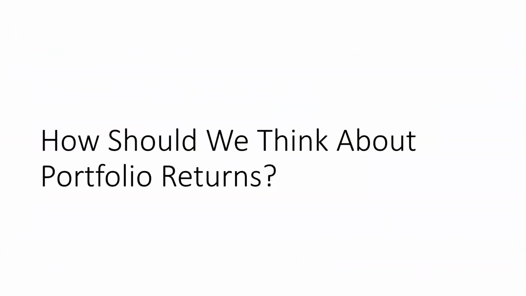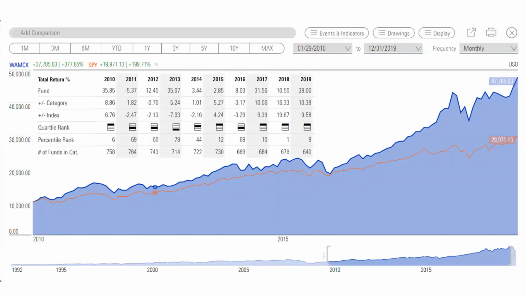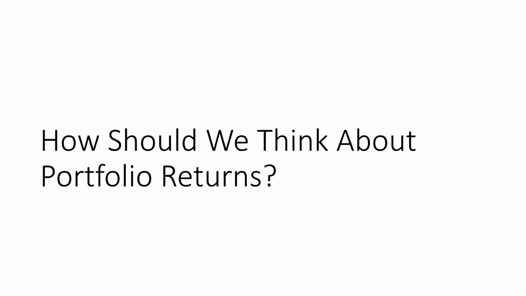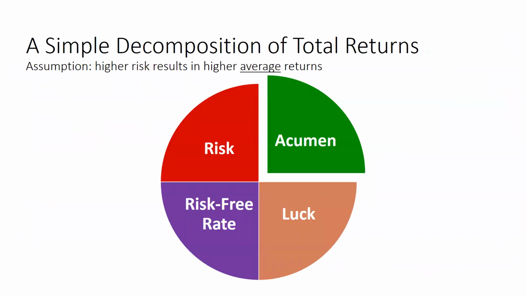But I want to pose this question: how should we think about portfolio returns? Should we simply look at a graph? Should we add a little bit of data? How should we really conceptualize total returns to an actively managed portfolio? I want to propose a very simple decomposition. We could get into the weeds on this, but I'm going to keep us at a high level. We could think about total returns to an actively managed portfolio as deriving from 4 sources.